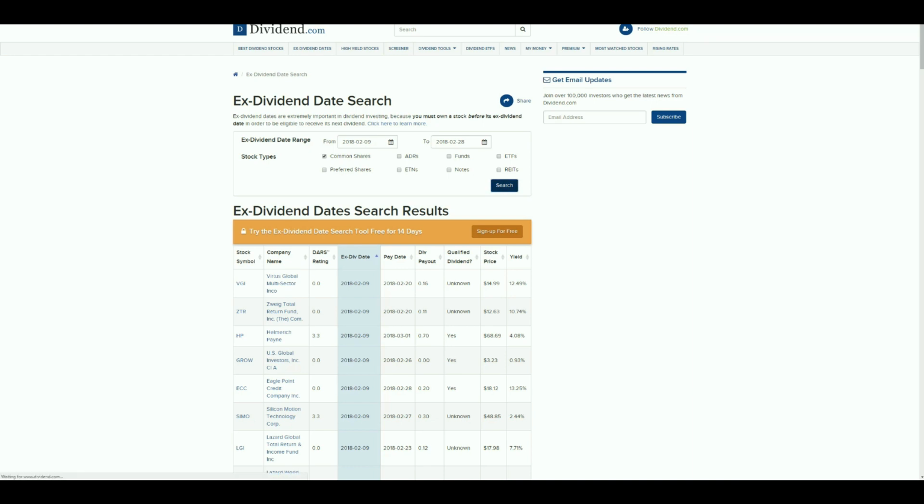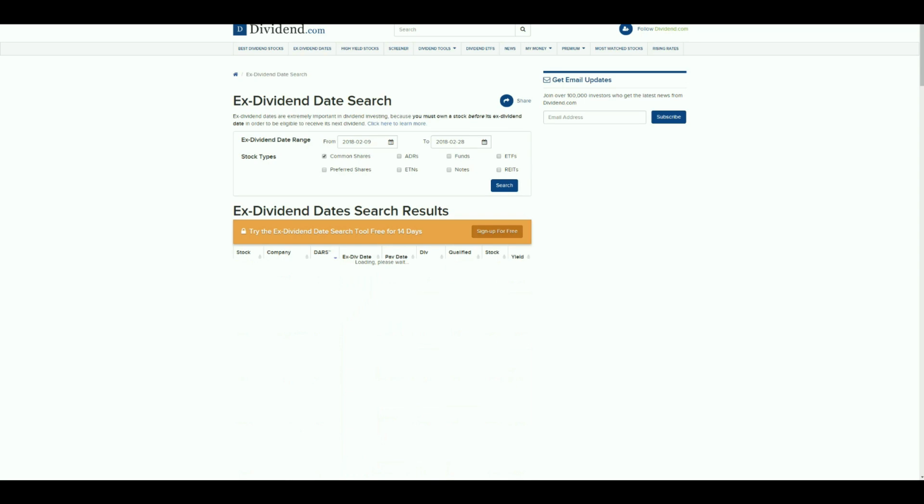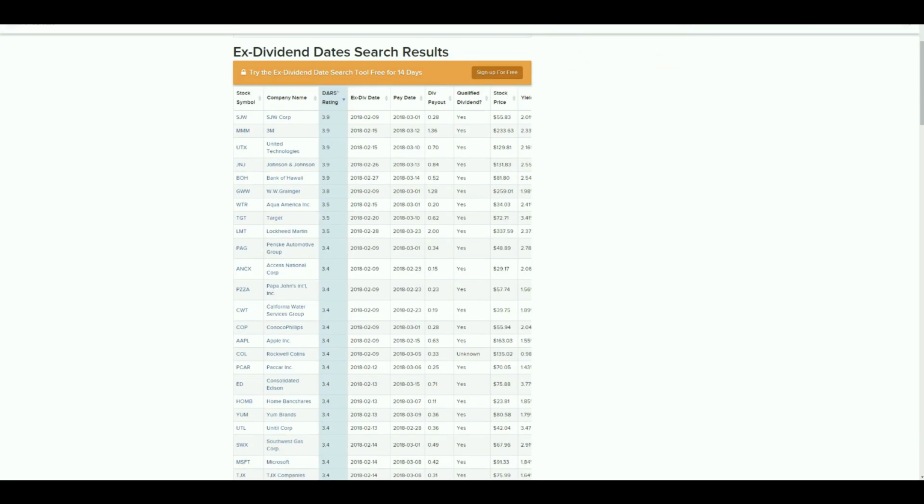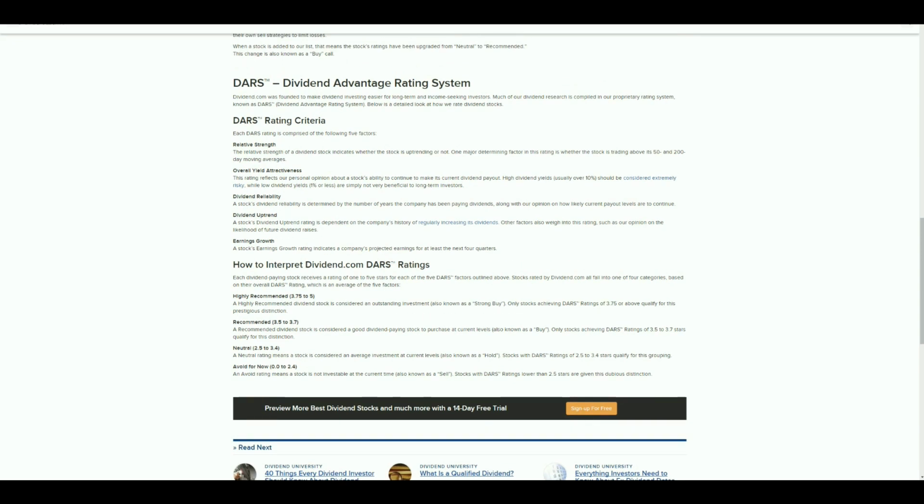Now, if you have a login for this website, you're going to be able to see the DARS ratings. That's pretty important because the next thing I'm going to be doing is sorting by the DARS rating. Now, what is the DARS rating? Let's go ahead and flip over here and I will show you.